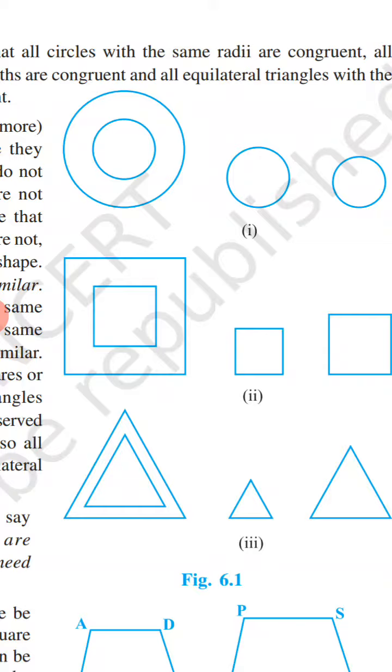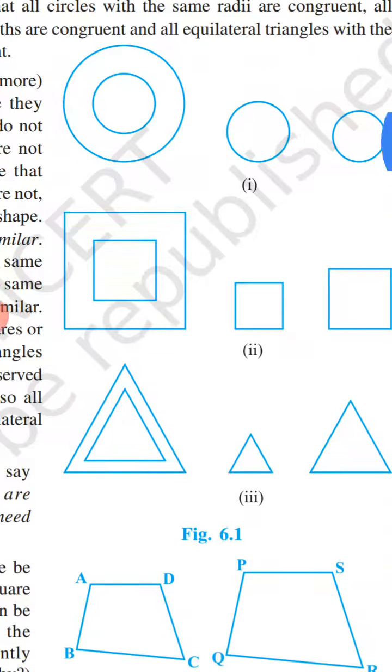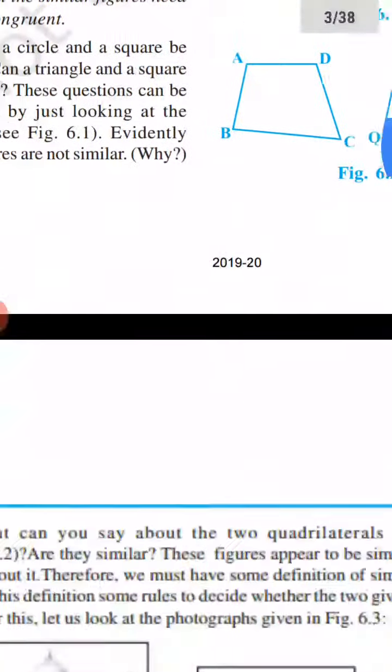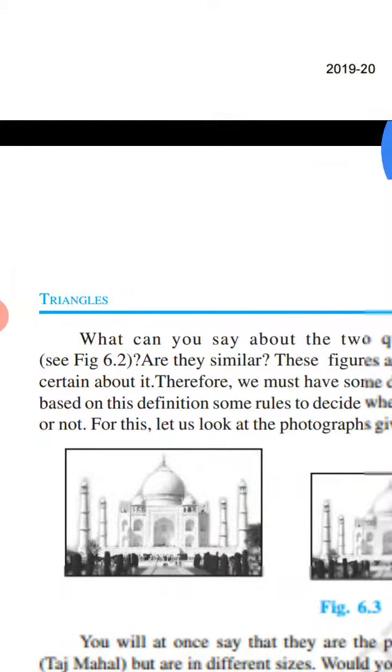For example, circles of different radii are similar figures. Squares of different sides are similar figures. Equilateral triangles of different sides are similar figures. So there is a difference between similarity and congruence.